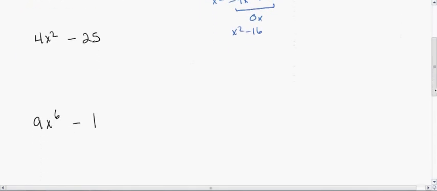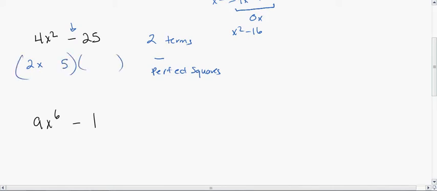So 4x squared minus 25. I better go down my little checklist. Do I have 2 terms? Yes. Am I subtracting them? Yes, I'm definitely subtracting. There's the minus. And are they perfect squares? Are they something times something? Perfect squares. Yes, they are. 4x squared could really be 2x, right? And 25 is just 5. So I'm going to write down 2 sets of parentheses, a plus and a minus, and 2x, and a 5. And there is my factored polynomial.